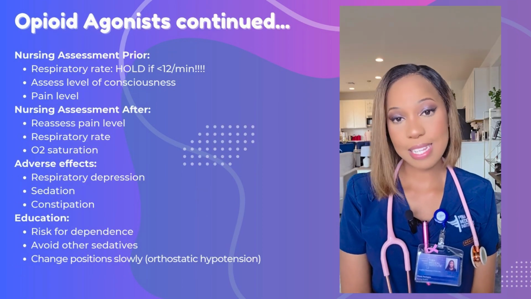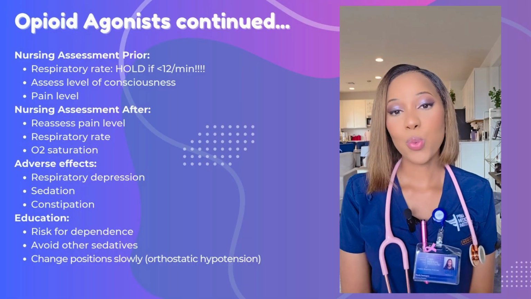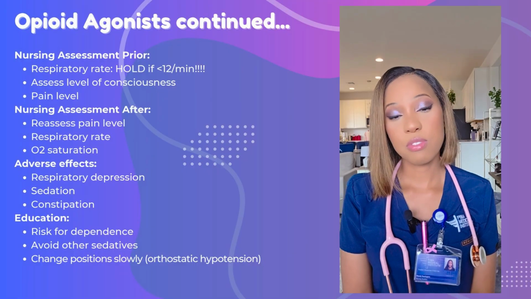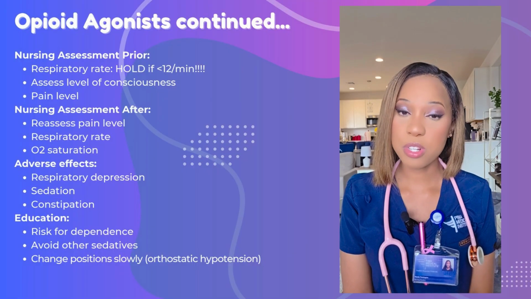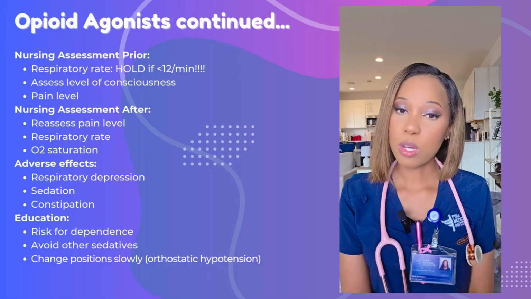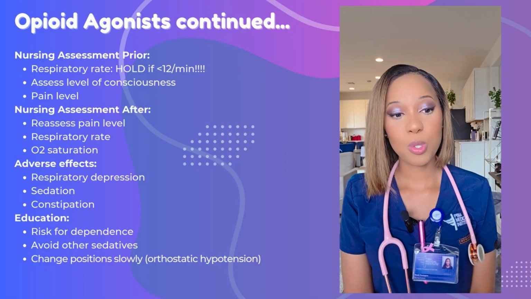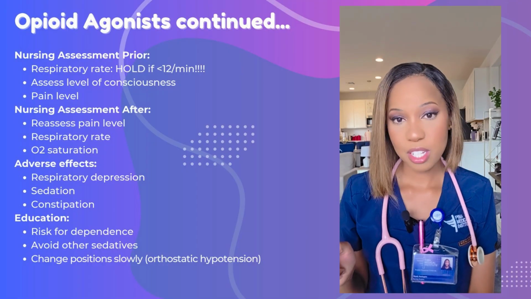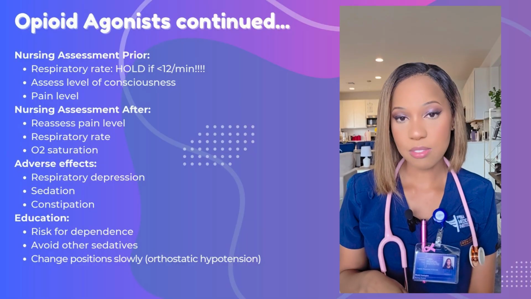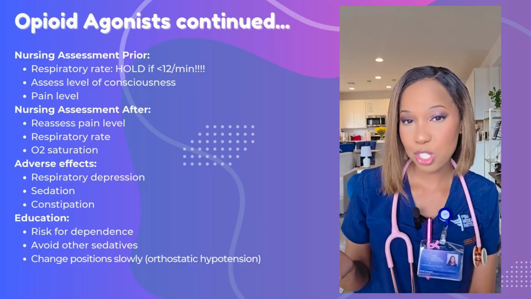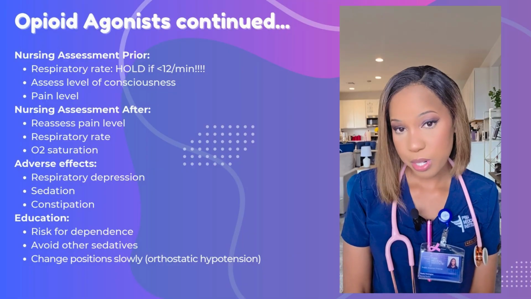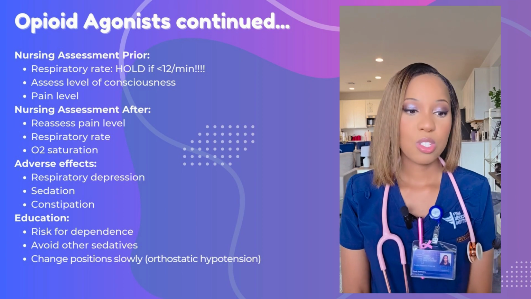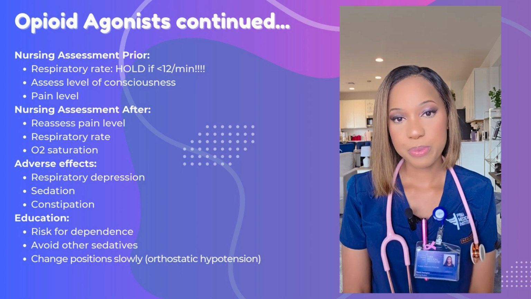For the nursing assessment, prior to giving the medication, you want to check the respiratory rate, and you'd have to hold the medication if the respiratory rate is less than 12 respirations per minute. Also, you want to check the pain level, and the level of consciousness. After giving the medication, you want to reassess the pain level to make sure the medication actually helped the patient. And you want to check the respiratory rates once again, and this will make more sense when I explain the side effects. And you want to check the oxygen saturation.